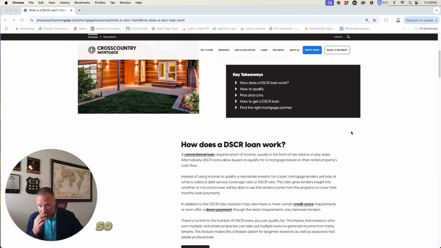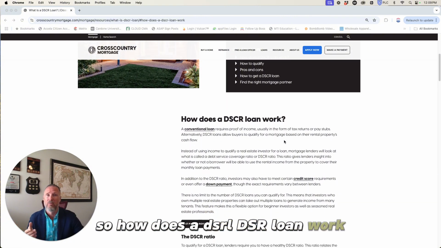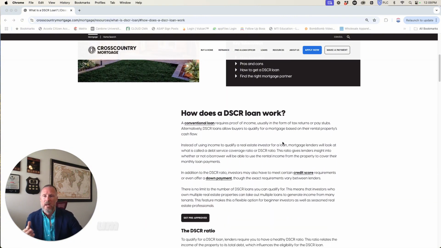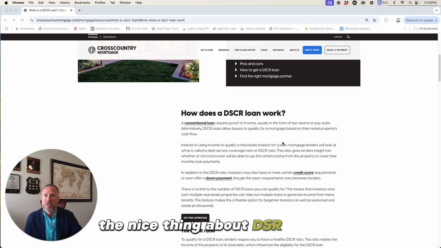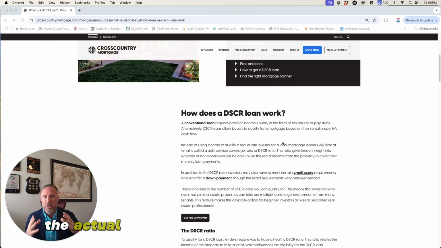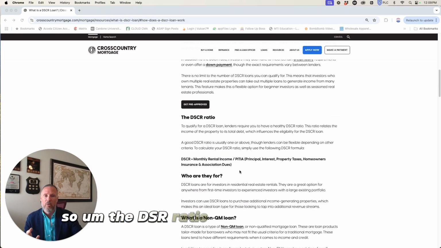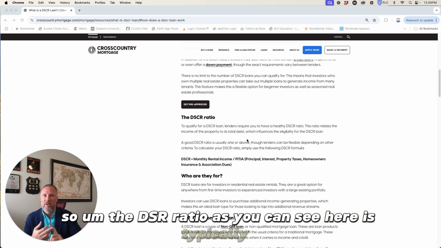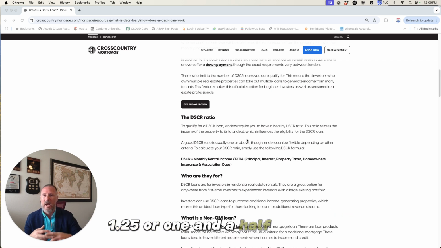Okay. So how does a DSCR loan work? Well, with conventional loans, you usually have to meet an income requirement. The nice thing about DSCR loans is you do not have to qualify based on your income. The actual qualification is done on the property. So the DSCR ratio, as you can see here, is typically 1.25 or 1.5, at least from the loans I've seen with investors I've worked with.